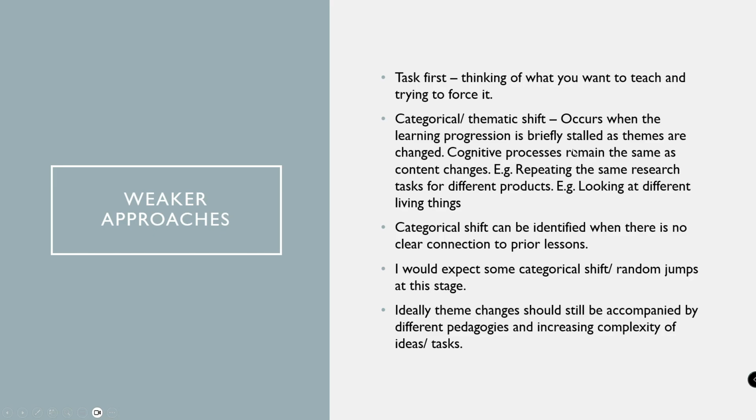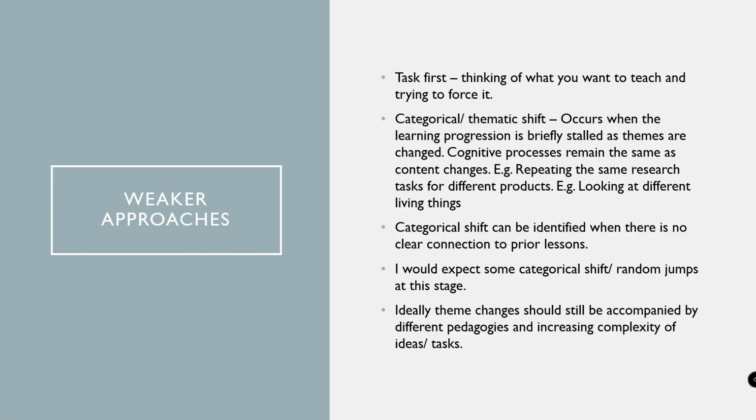Categorical thematic shift. This is where learning progression is briefly stalled as themes are changed. So we're not advancing the learning or moving the cognitive load up, but it could be a case where you're repeating more or less the same research tasks with different products. So we go, here's a lesson on butterflies, here's a lesson on cats and dogs, here's a lesson on water beetles or something. But the structure of the lesson never changes. It's still teacher-centered. There's no comparison. We're not requiring different skills. The assessment doesn't advance. It's not to say it's wrong necessarily, but it can just lead to a lot of treading water.